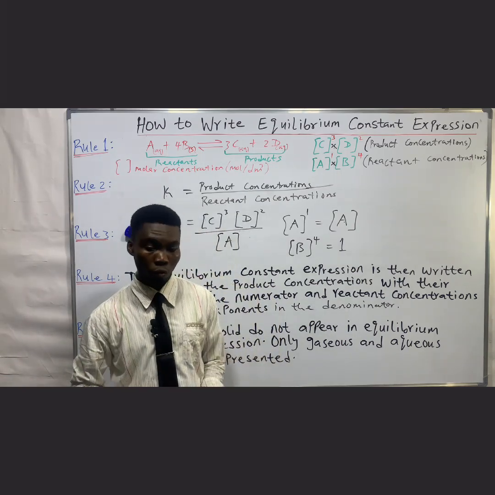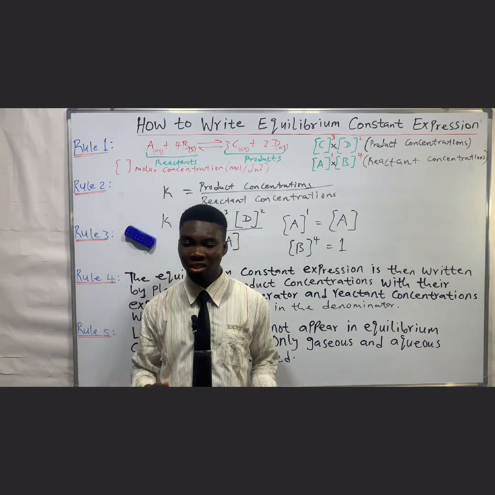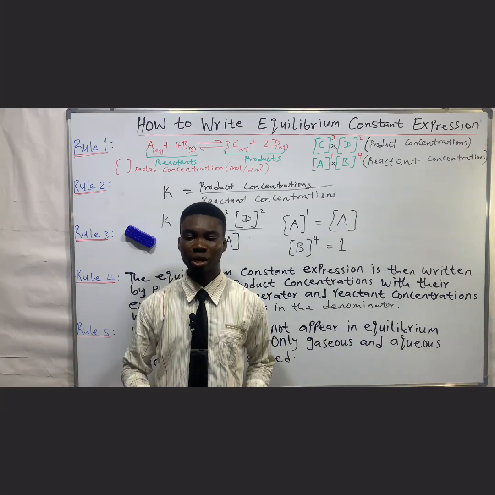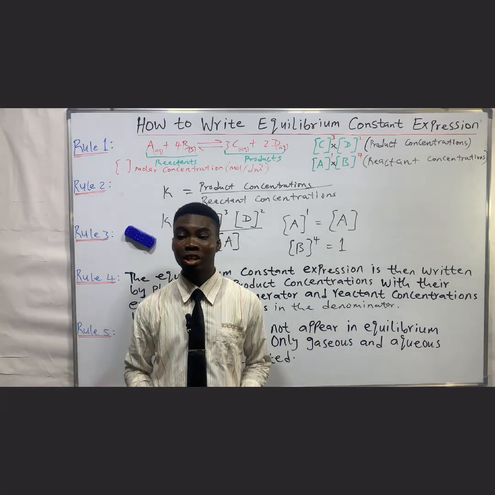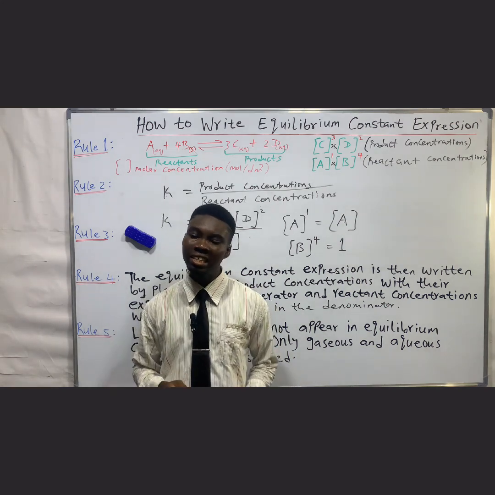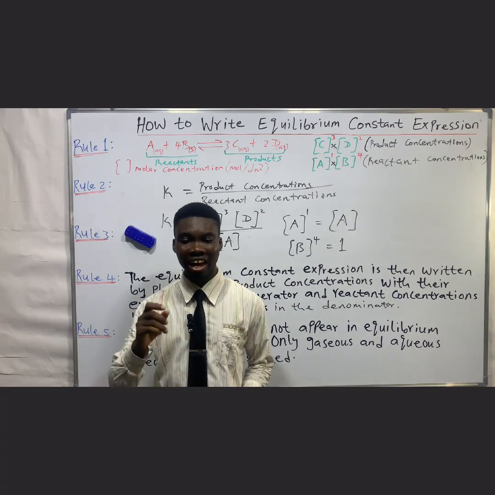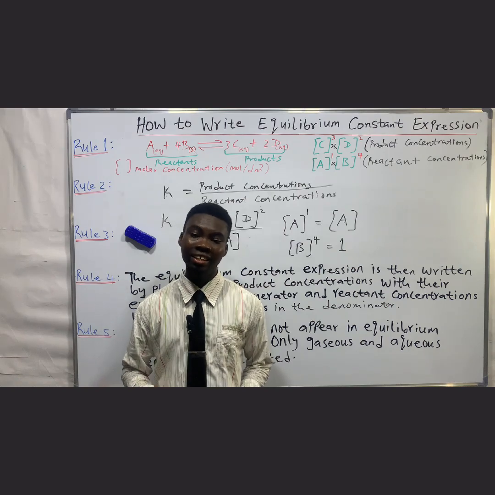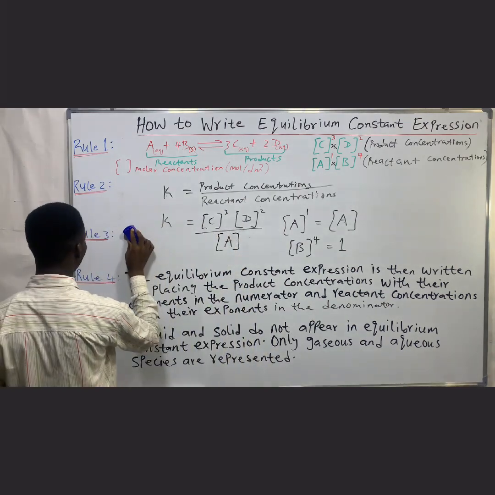We are going to take some exam questions. You're going to see that sometimes they will give you chemical equations where some of the species are in the solid and liquid state. So you are expected to know that solids and liquids do not appear in the equilibrium constant expression. Only gaseous and aqueous species are represented. All right, let's get down with some questions.